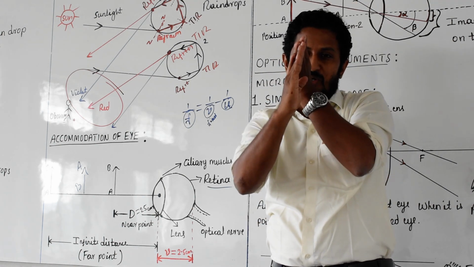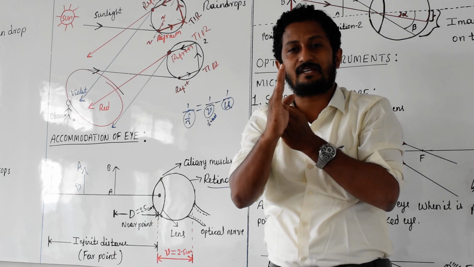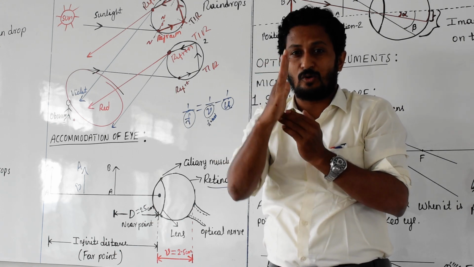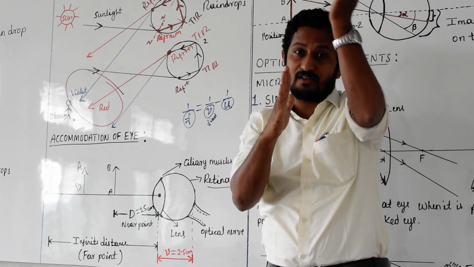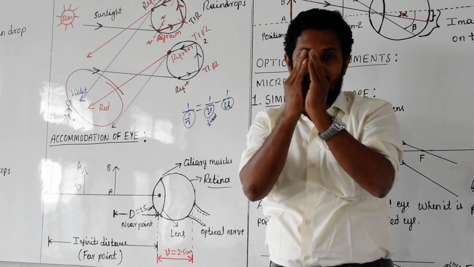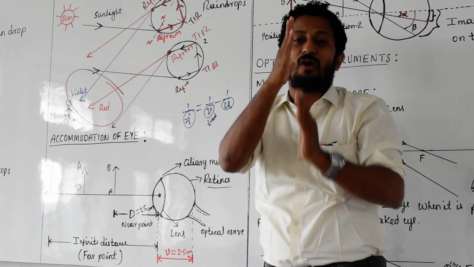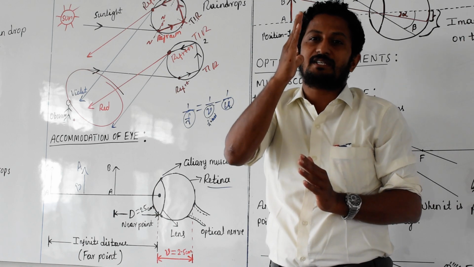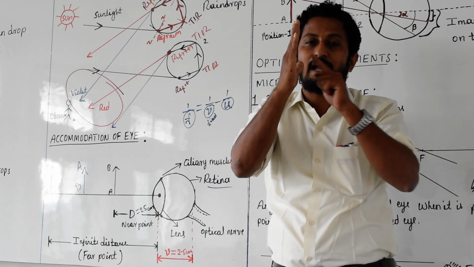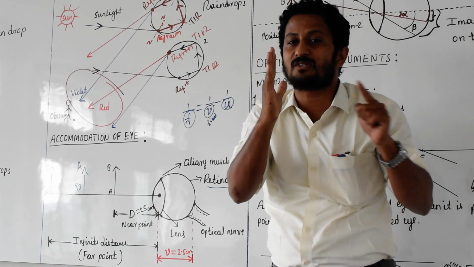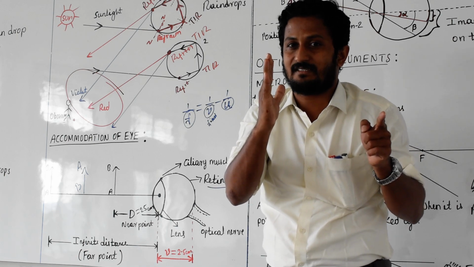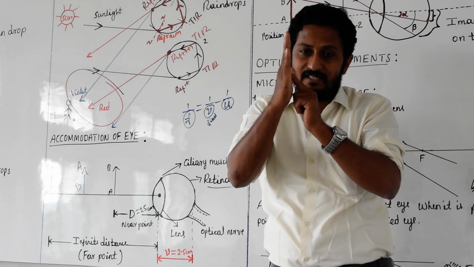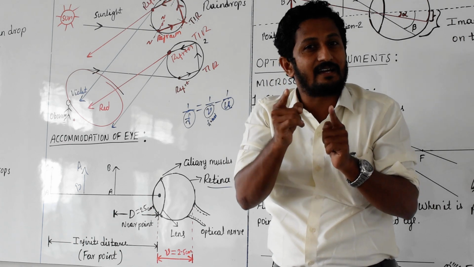What happens? Look at this curvature. The curvature increases like this. As the curvature increases, what happens to the radius? The radius decreases. As curvature increases, radius decreases.